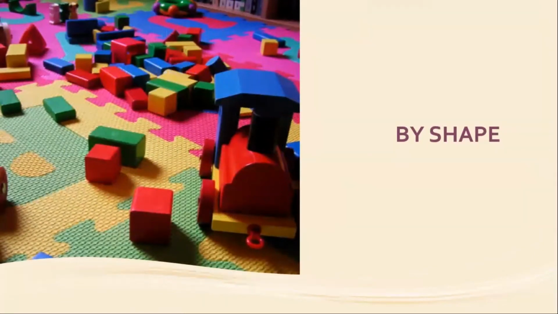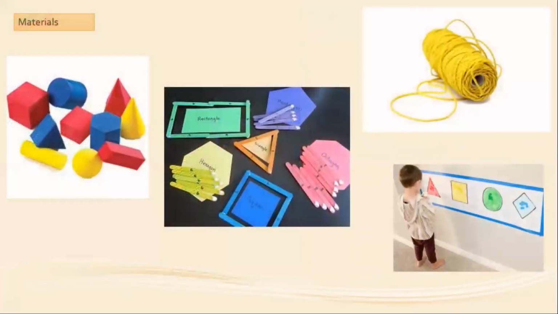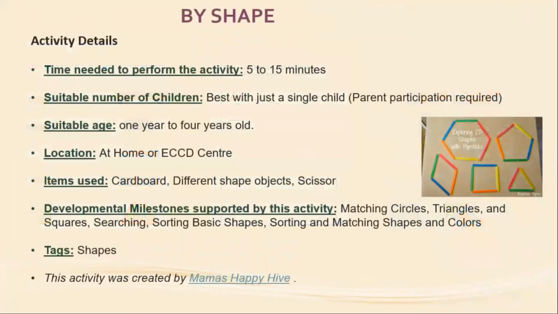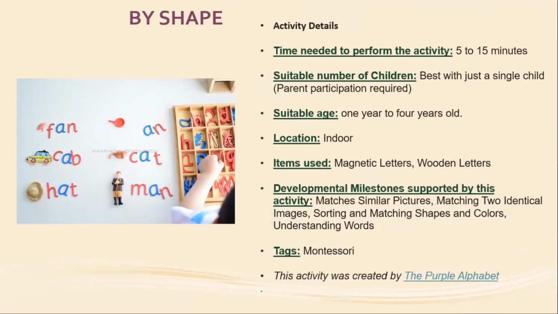Fourth one is by shape in the choice. These are my materials for the activities. These are my in-class activities. Simple activity to learn about shapes with simple materials. Learning to read with movable alphabet so they can touch the letter shape also.